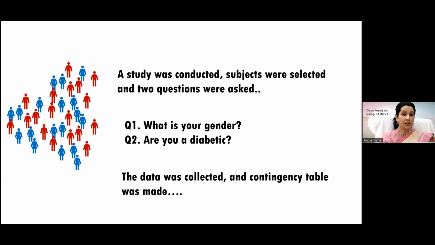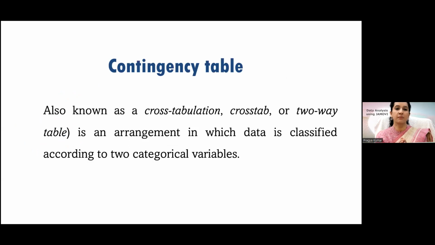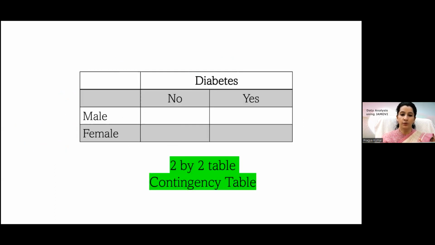So what do I mean by contingency table? Basically a contingency table is also known as the cross table or cross tab or two-way table. It is an arrangement in which the data is classified according to two categorical variables, like, in this case, gender and diabetes. Both are categorical variables. Gender as male and female and diabetes as yes and no. So we will make a 2 by 2 table. So this is a 2 by 2 contingency table. Male and female as rows and diabetes and no diabetes as columns.